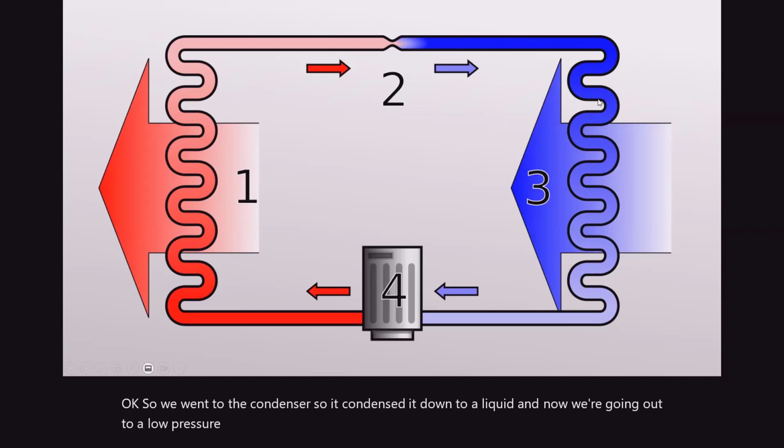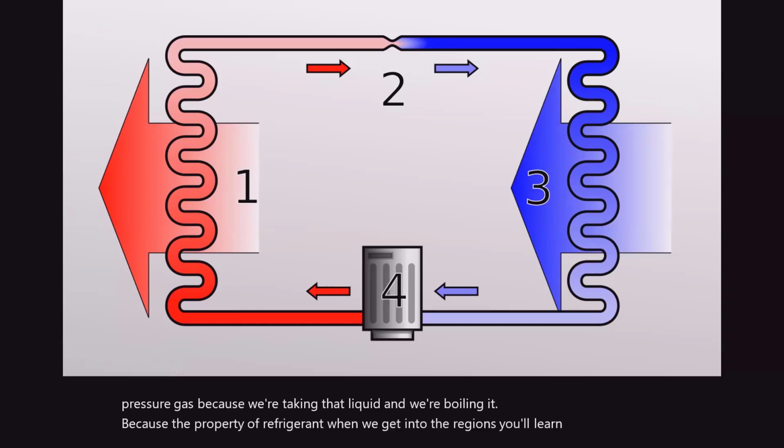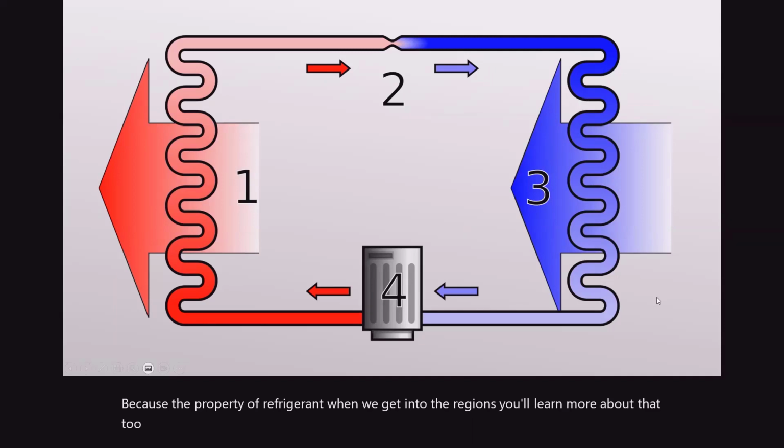And when it goes into the evaporator, then it becomes a low pressure gas, because we're taking that liquid and we're boiling it. That's the property of refrigerant. When we get into the refrigerant, you'll learn more about that too. So all of it's happening and it's all being controlled, and we'll go over the controls as we go along.